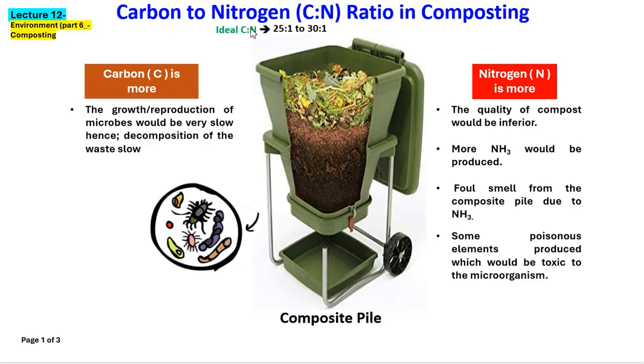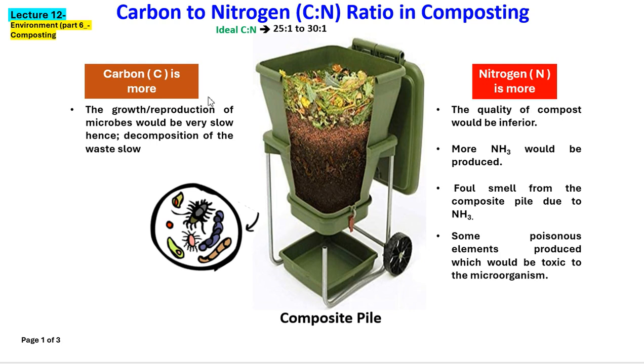Information about carbon to nitrogen ratio in composting. The ideal carbon to nitrogen ratio is 15:1 to 30:1. On the screen, you can see a composting pile in which bacteria play a very important role. But in this slide, we will mainly read about when carbon ratio is more and when nitrogen ratio is more, what products will be affected.